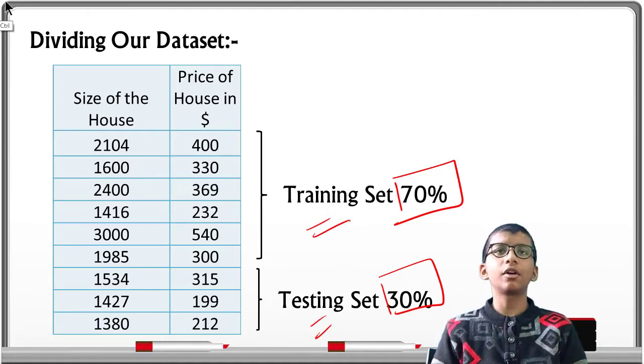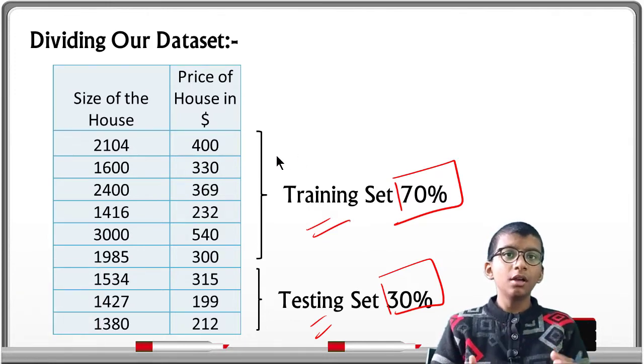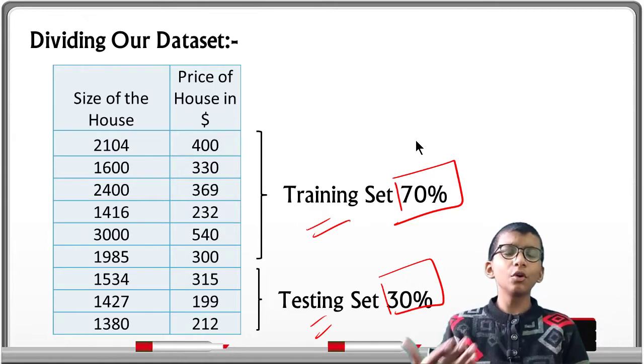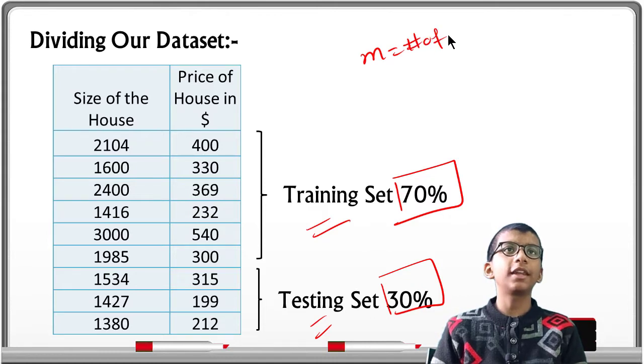Let's see the workflow, or a procedure, for linear regression training and testing cycles. Before going on to that, how can we denote this? We can denote m as the number of training examples.